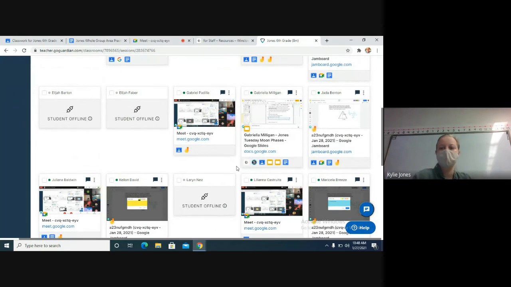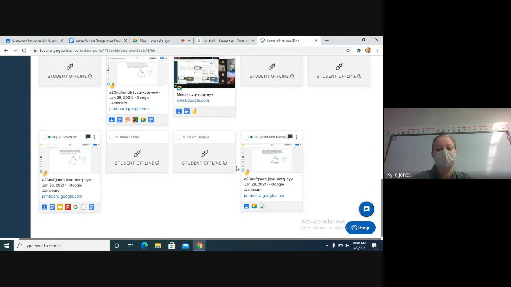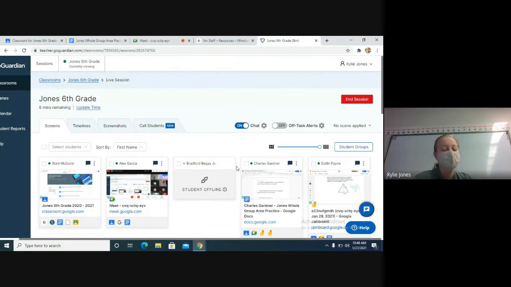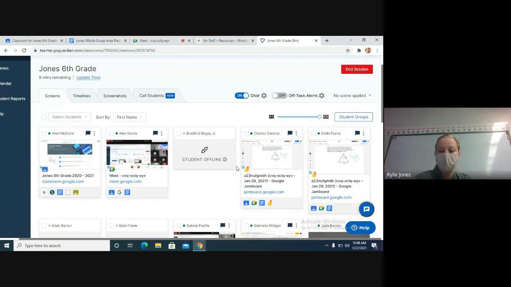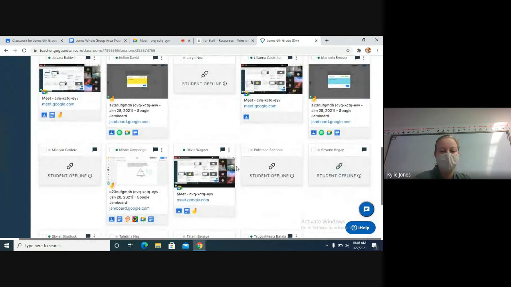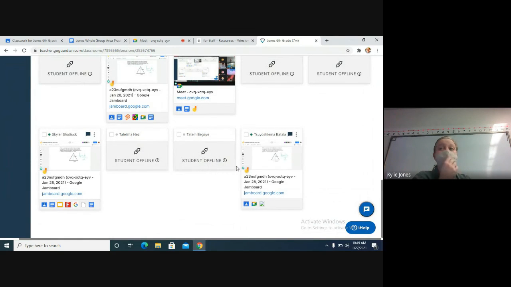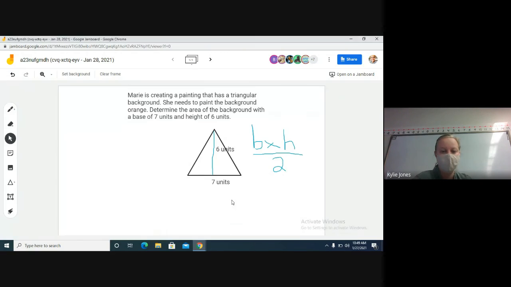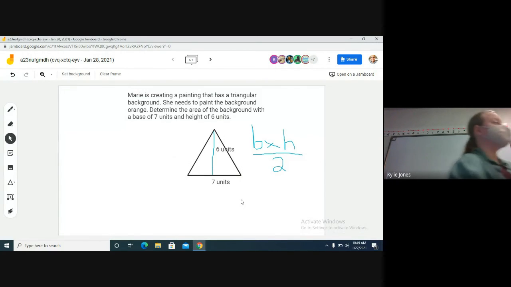Well, what are you supposed to do with those? Start with the base times the height. What's the base and what's the height? It says it in the problem. Base times height. Okay, again, do what is asked of you. Base times height. Multiply the two numbers together. Okay, about 1 more minute.